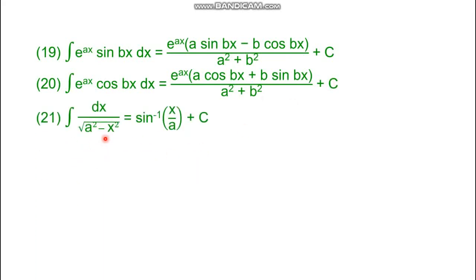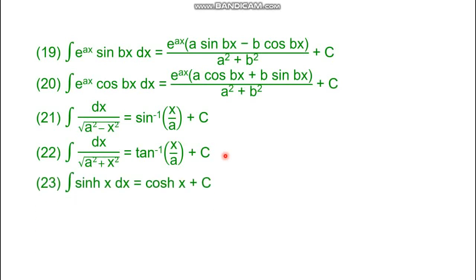And then if it is 1 by root over a squared minus x squared, where a is a constant, in that case the integration with dx would be sin inverse x by a, and then plus integration constant c. And if instead of minus, it is plus, then the result is tan inverse x by a, and then plus integration constant.